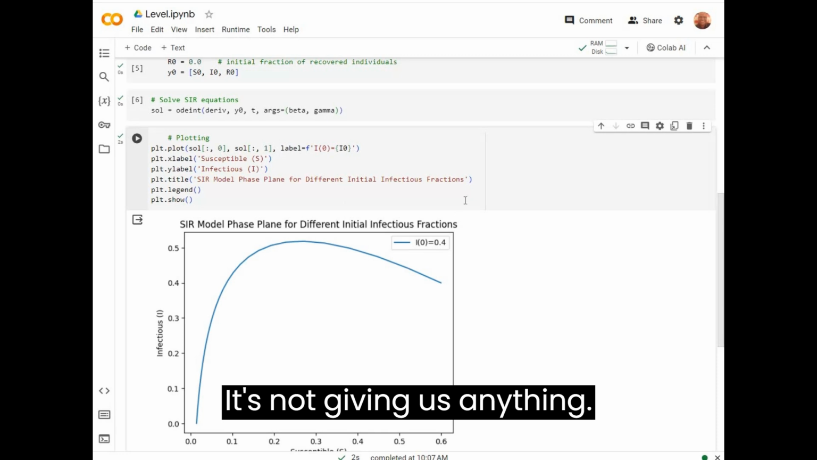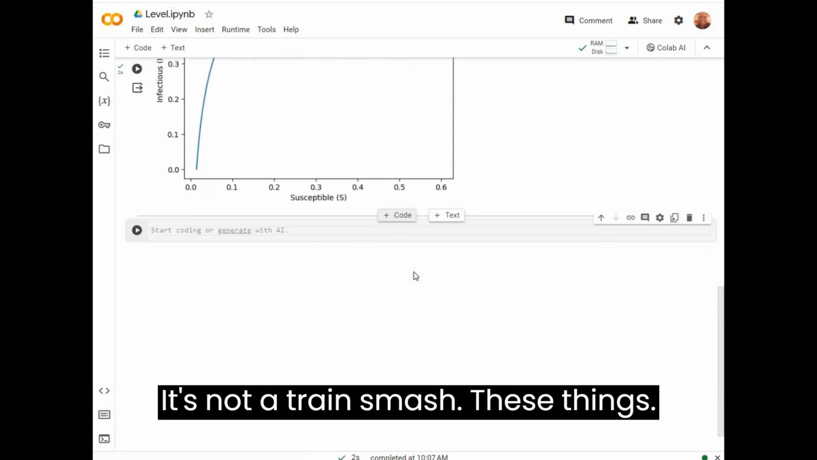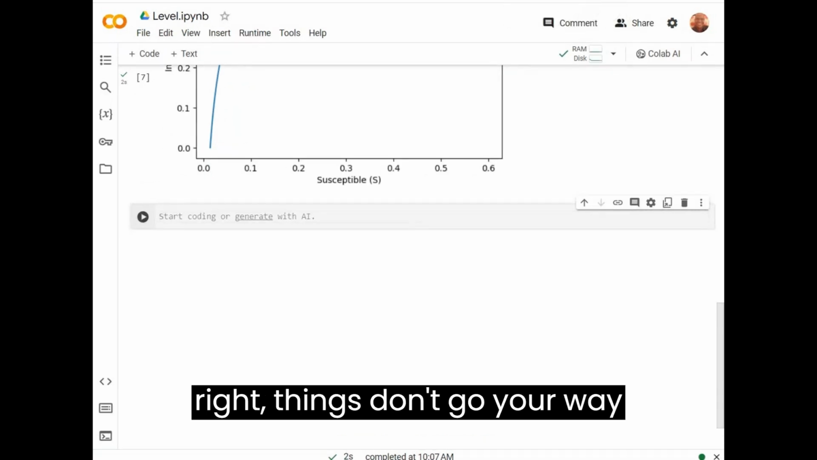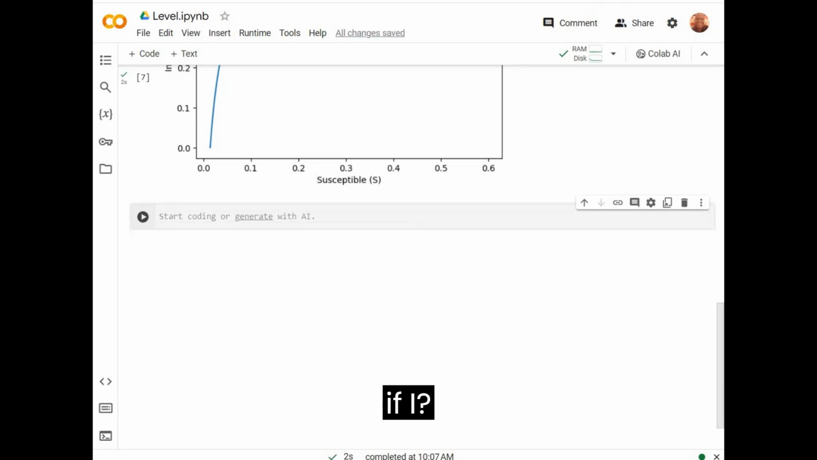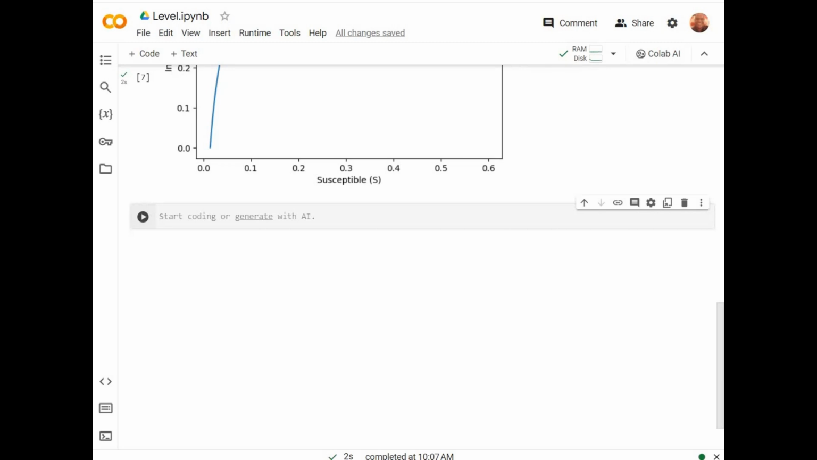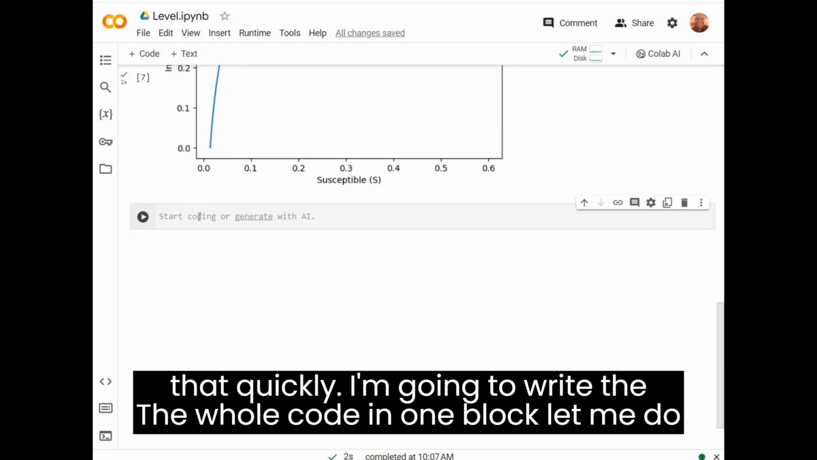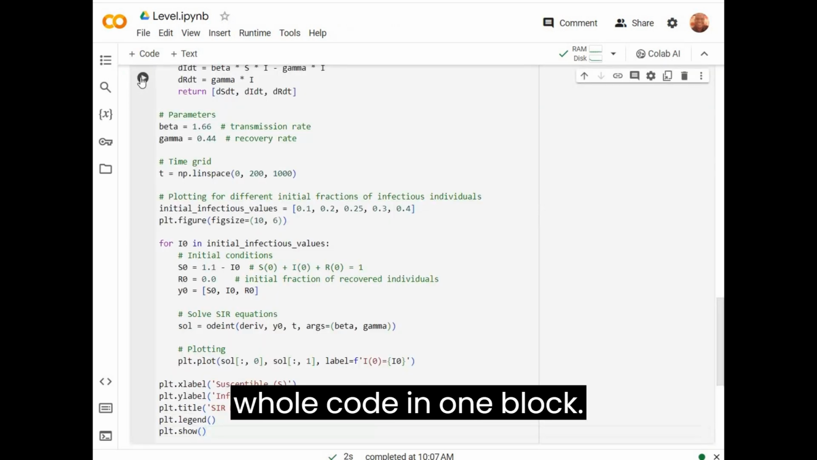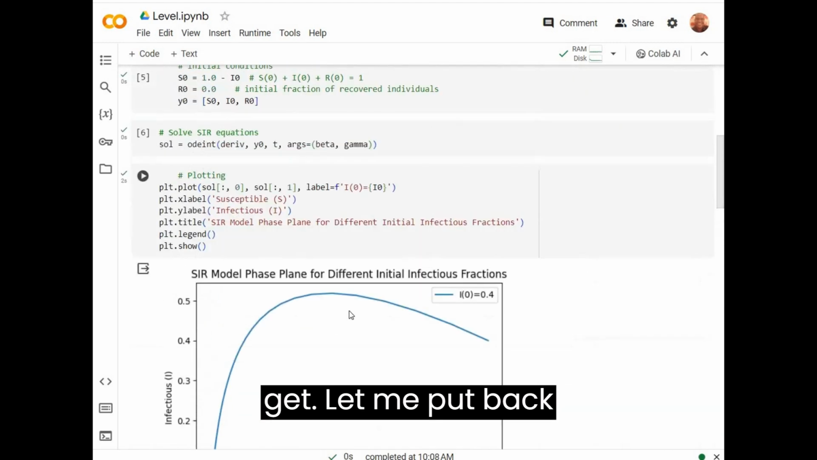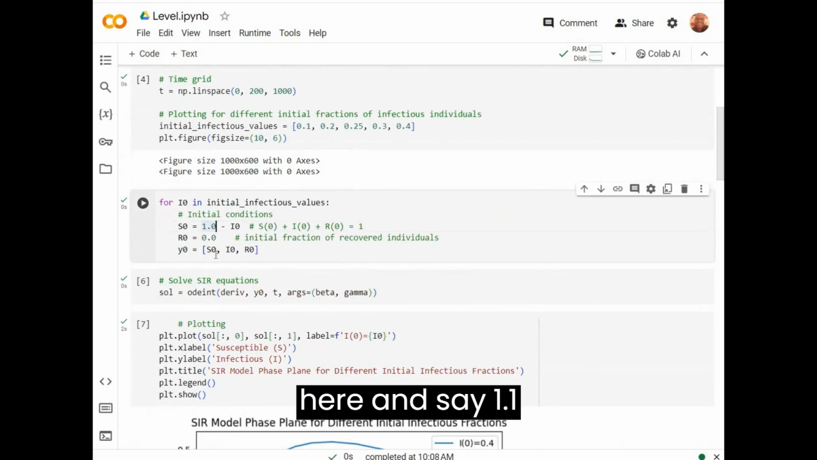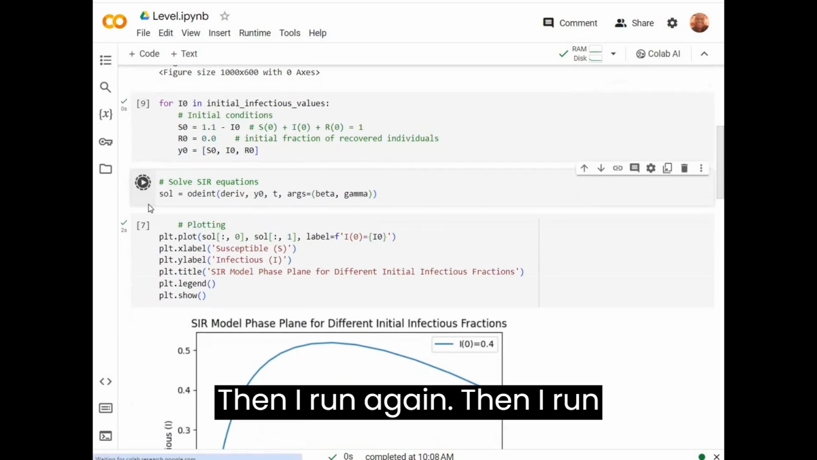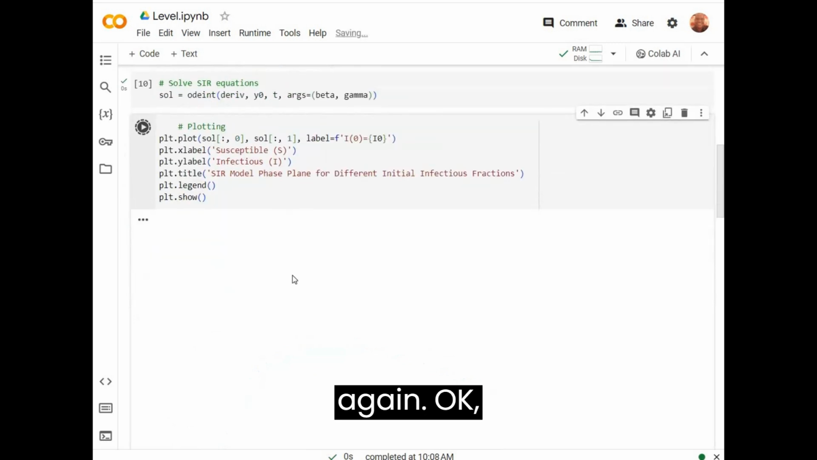Nope, it's not giving us anything. It's not a train smash. These things do happen when you are coding. Things don't go your way sometimes. What happens if I write the whole code in one block? Let me do that quickly. I'm going to write the whole code in one block, and then this is what I'm expecting to get. Let me put back 1.1 here, because that's the only thing that I changed. All right, then I run again.